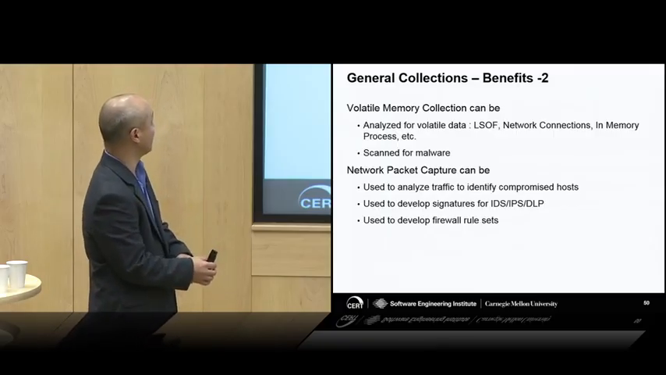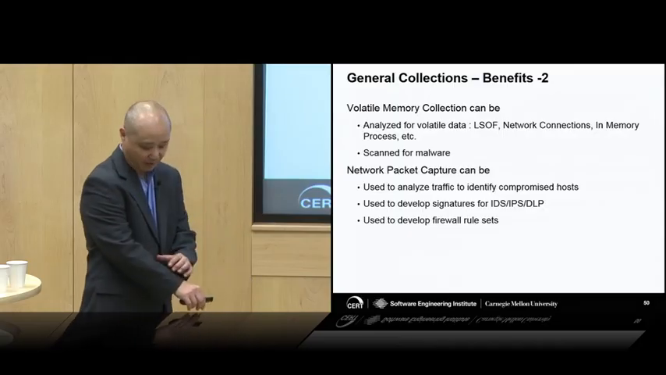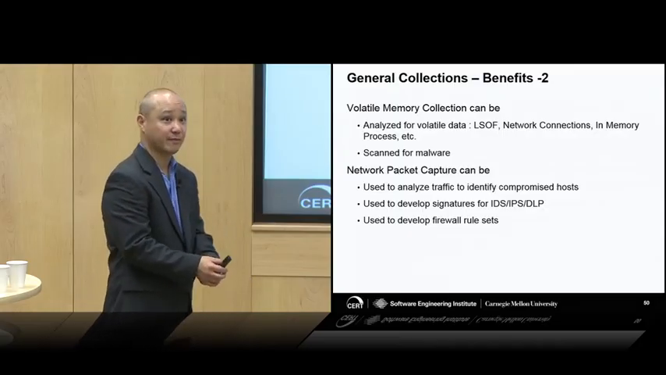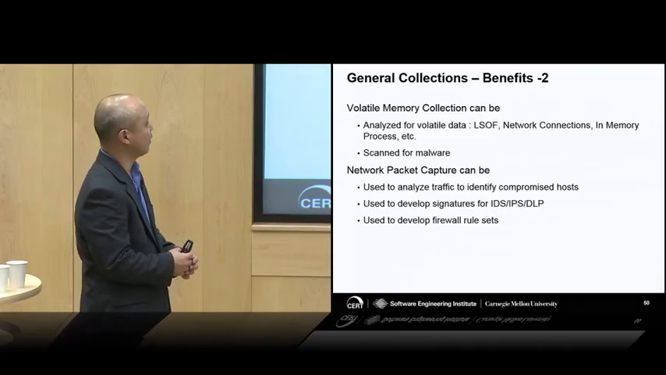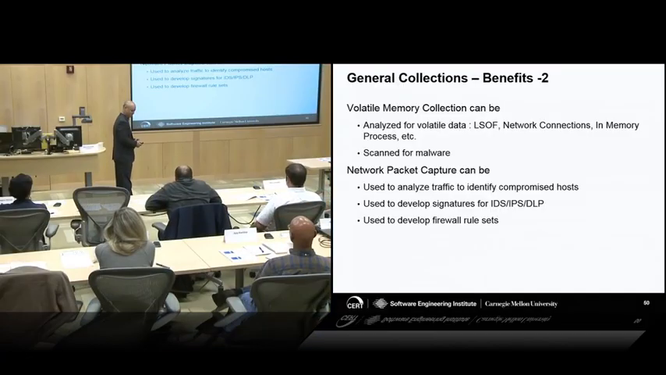Okay, volatile memory collection. Some of the benefits you can get from it: you analyze that volatile data for the most recently used list, LSOF, some of the network connections, in-memory processes, right? You can only grab those while the volatile memory is active, and check it, see if it's infected with malware.